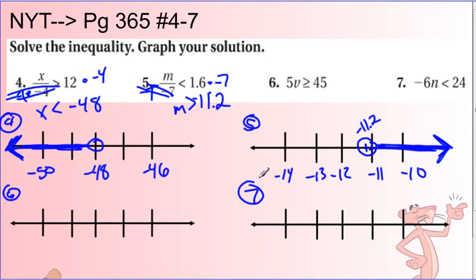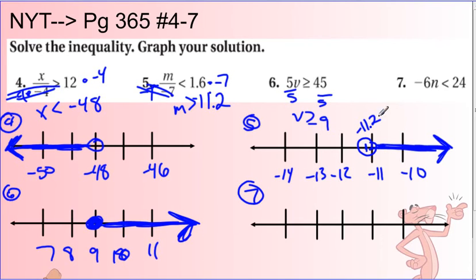Okay? That's number 5. Number 6. We're going to divide by 5 on both sides. That one's easy. V is greater than or equal to 9. 9, bigger, bigger, bigger: 10, 11. I've been so used to doing negatives the past couple problems. We need a solid dot at 9, and we're shading to the right.